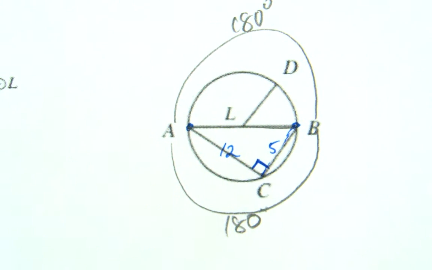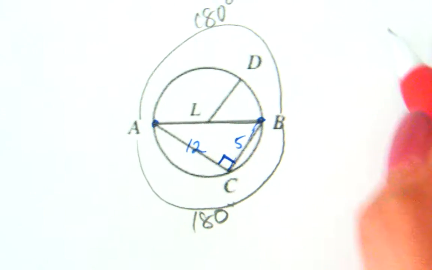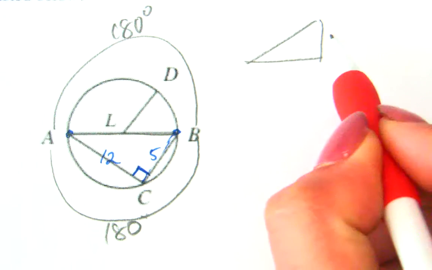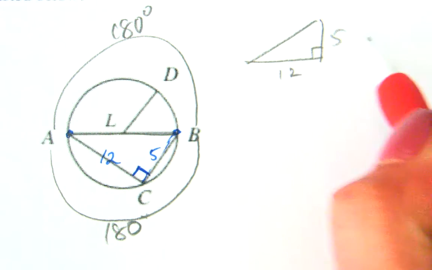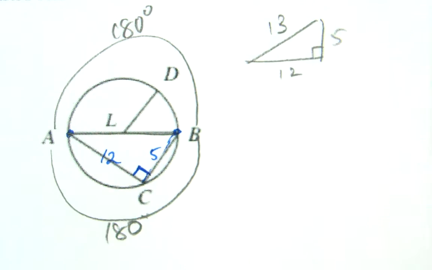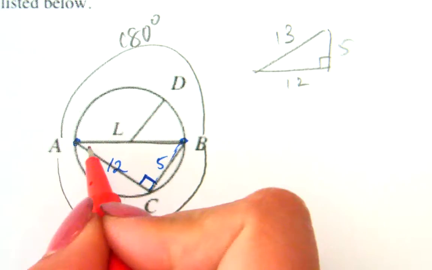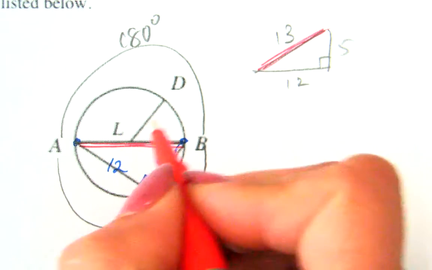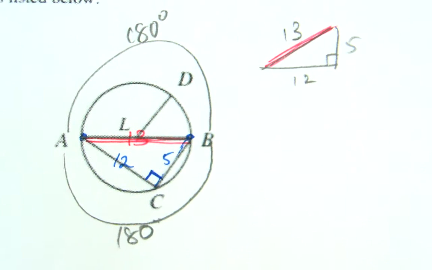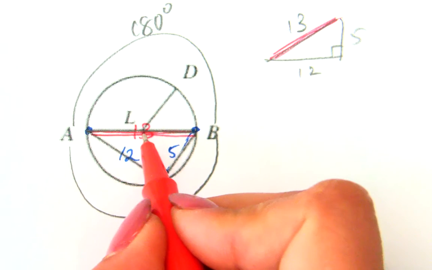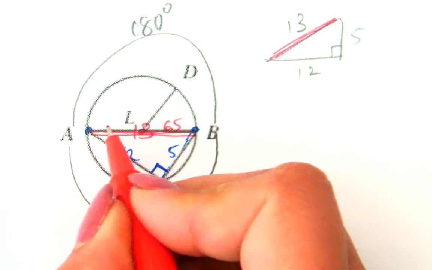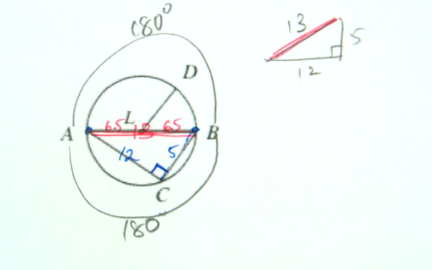12 and 5. Okay, so we have a right triangle, if I'm not mistaken. That's 5, this is 12. If you do Pythagorean theorem, you should get that this is 13. So that means A to B, this whole distance here, is really 13. Okay, so that should help you because half of 13 is going to give you 6.5. So your radius is really 6.5.